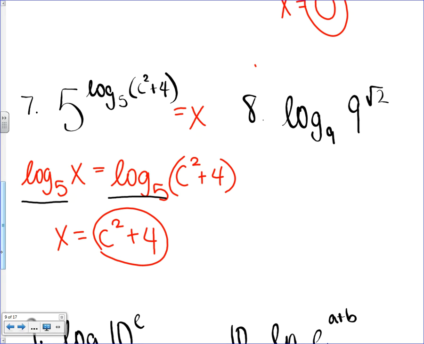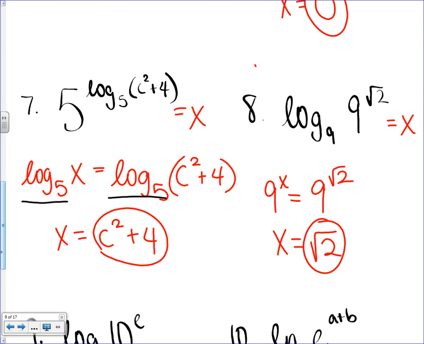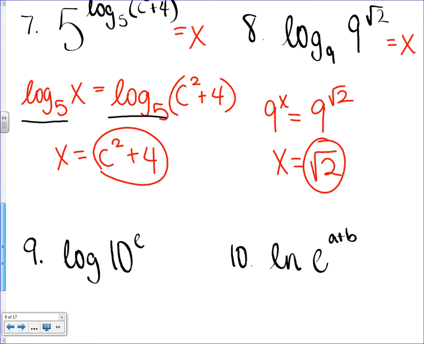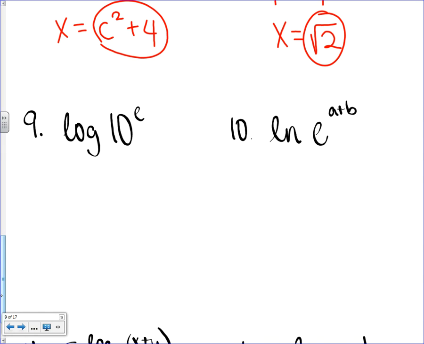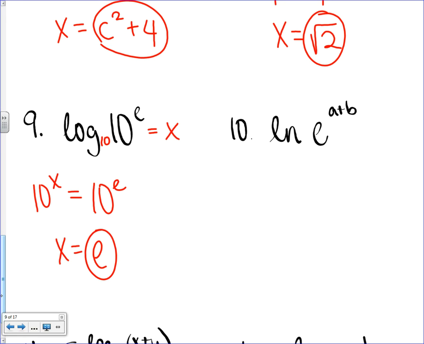Okay, number 8. If I'm going to rewrite this without a log, it would be 9 to the x is equal to 9 to the radical 2. So if I take a look at that, you see that the bases of 9 are equal, so that means x has to be equal to radical 2. All right, folks, we got just about 4 more left here. Number 9. Again, if I rewrite this, the log base here, remember, is 10. So this is 10 to the x is equal to 10 to the e. Well, in order for that to be true, x has got to be e because those 10s are equivalent.